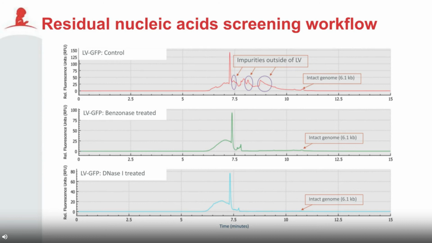So benzonase is a more non-specific nuclease that will cleave any form of RNA or DNA, versus DNase 1, which is much more specific for DNA. So the fact that those impurities that you're observing in the top trace are no longer present after treatment with benzonase or DNase 1 indicates that these are nucleic acid impurities that were present outside of the virus.